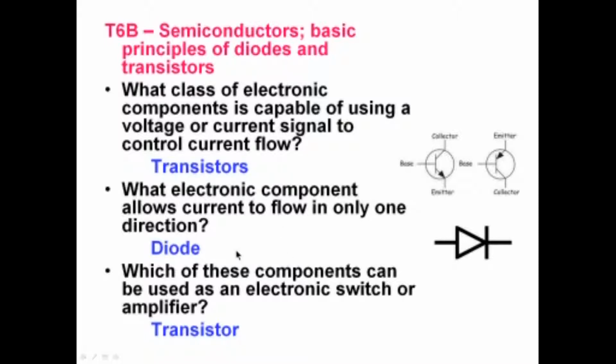What electronic component allows current to flow in only one direction? That is called a diode. The symbol for a diode looks like this. Okay, and it allows current to flow in only one direction. Which of these components can be used as an electronic switch or amplifier? Again, the answer is the transistor, and we saw here how it can be used as a switch, as we were talking about up in here. Any questions on those components?